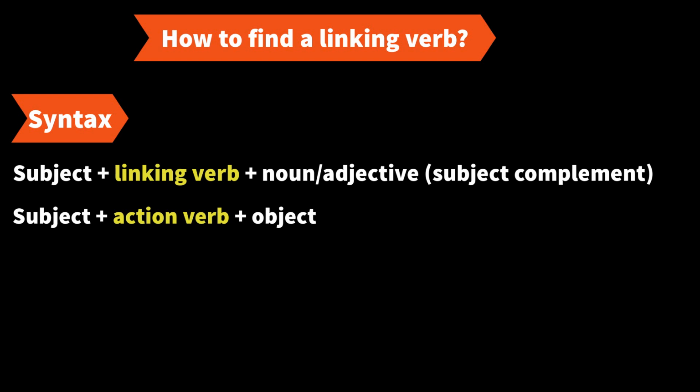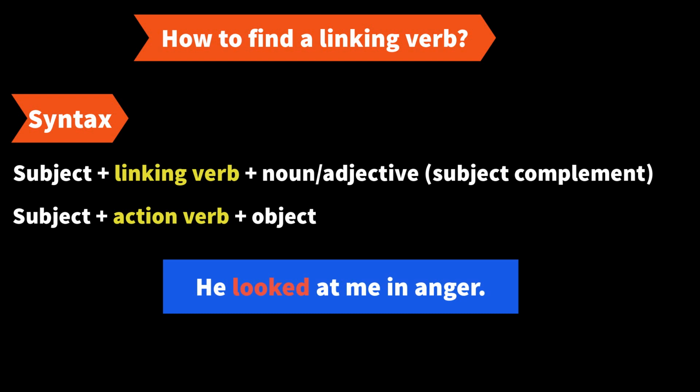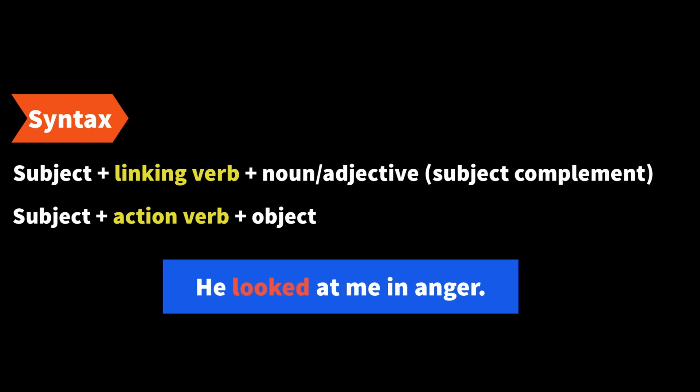Let's try to do it together. He looked at me in anger. So if I replace the verb looked with is, it does not make any sense, right? He is at me with anger. It does not make any sense. So looked here is the action verb, the main verb. It's not a linking verb, all right?